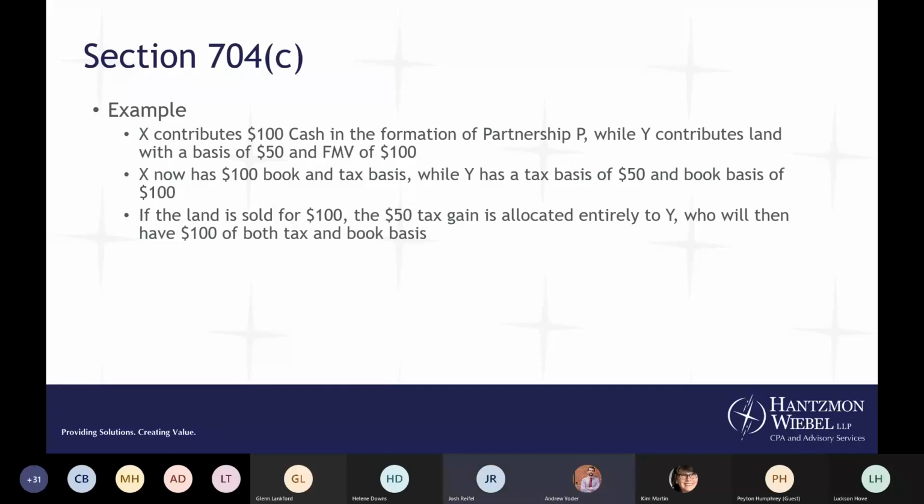Okay, so if it has an increase in value, then let's say we sell it for $150. Now the first $50 tax gain is still going to be allocated to Y. That's, like Glenn said earlier, the pre-contribution gain. Then we have the additional $50 beyond what the original fair market value was. That'll be split 50-50 between the two partners.